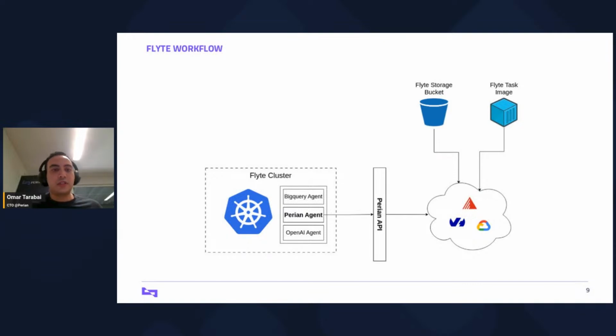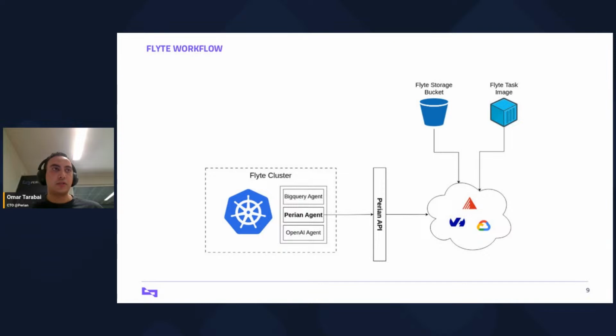So on the left side, you can see your Flyte cluster. It could be running anywhere. Inside the cluster, you may be running a number of Flyte agents. There are a lot of agents, I think. Somebody from Flyte can correct me, but I think around 15 agents already supporting different infrastructures like BigQuery and OpenAI. And you could then be running a Perian agent as well.